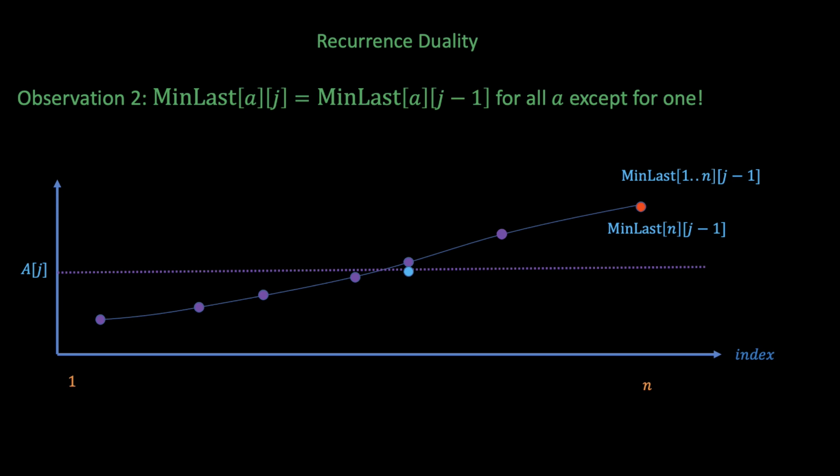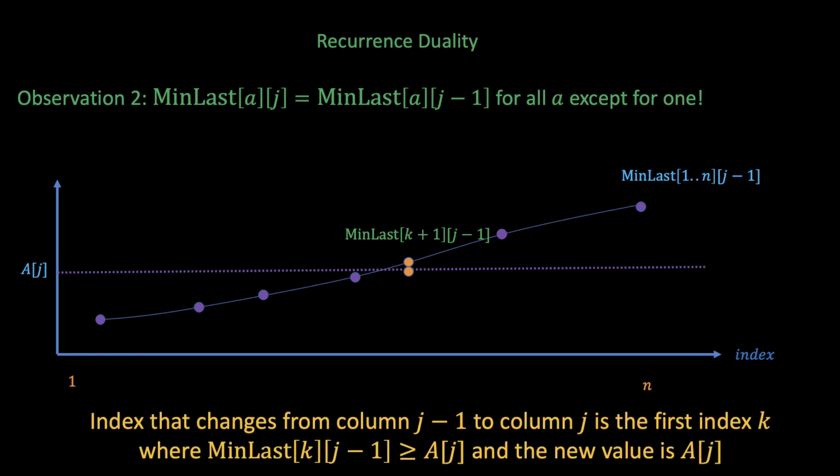Now, if you look at the curve, you would notice that min last i at j is exactly identical to min last i at j minus 1, the previous column, except in one index, min last k plus 1 at j, where k plus 1 is the first index where min last k plus 1 at j minus 1 is greater than or equal to aj. In addition, its new value is exactly aj.